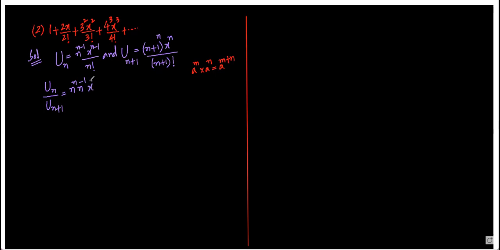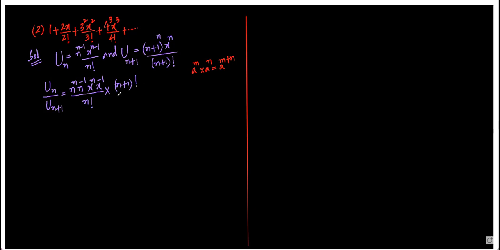Moreover, for this one also, x power n into x power minus 1. If you add, we'll get the above step. Divided by n factorial. This is multiplied by the second fraction, which will become reversed. So it becomes n plus 1 factorial.